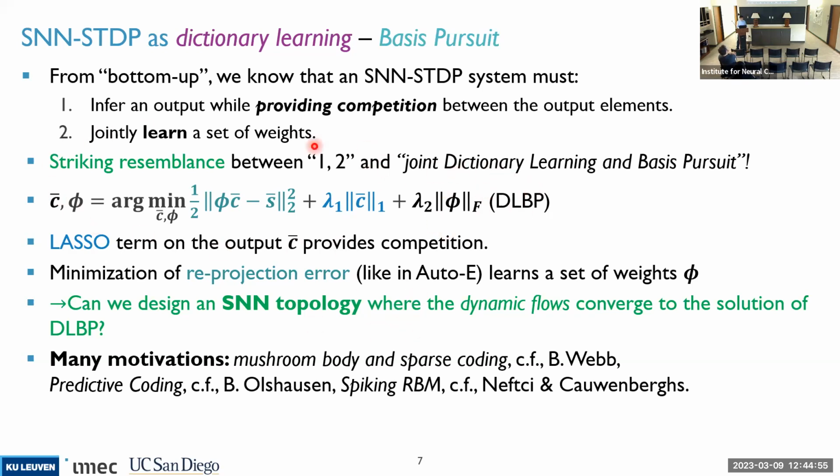And there are many motivations for adopting this problem. For example, in the visual cortex of the insect brain, we know that there are things happening there that are akin to sparse coding. There's a lot of literature about predictive coding, a group also in Berkeley. Also, a lot of works linked to that are the spiking restricted Boltzmann machines that were generated in the lab here in Sydney.